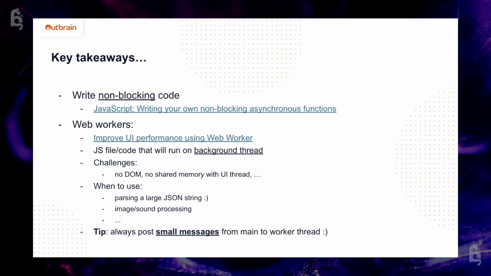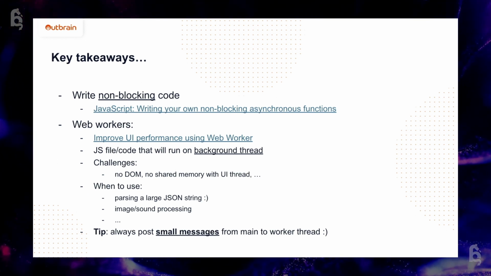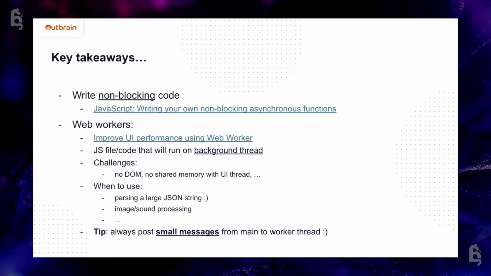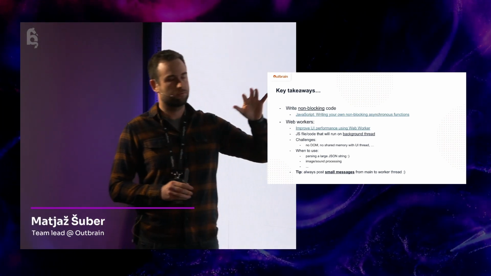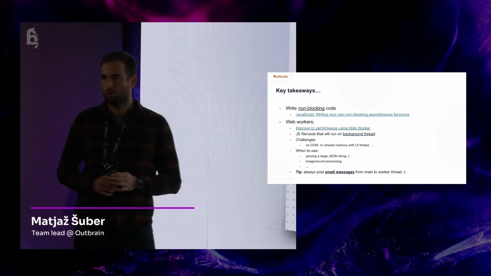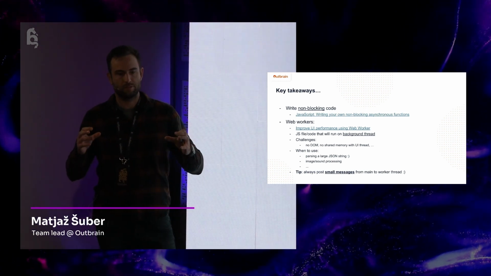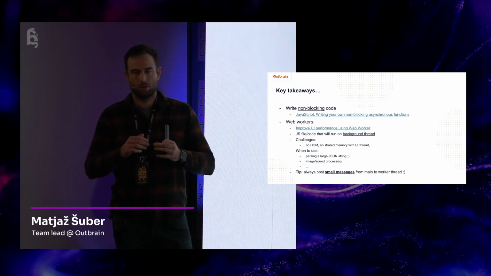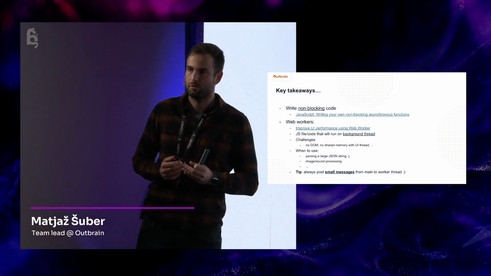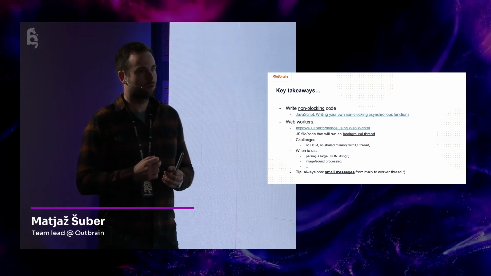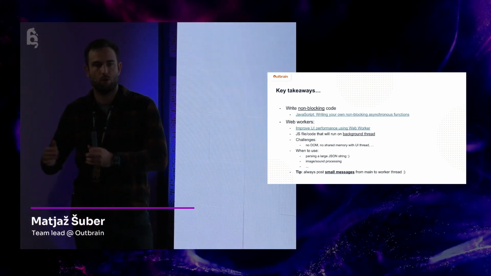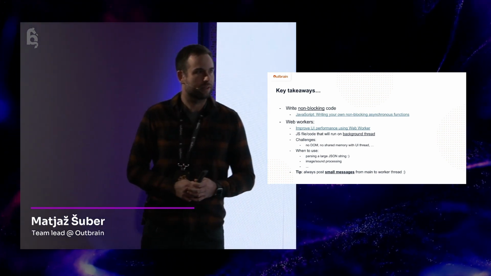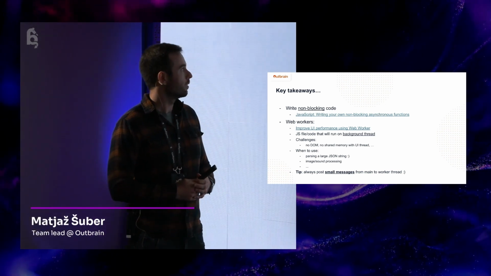And the final slide is key takeaways. Always try to write non-blocking code. Here is a really good article that also teaches you how to write non-blocking code, with a very specific example of how to re-implement for loops by using setTimeouts in order to offload or postpone the execution of several blocks, so that the main thread, handling scrolling and stuff like that, can still run smoothly.